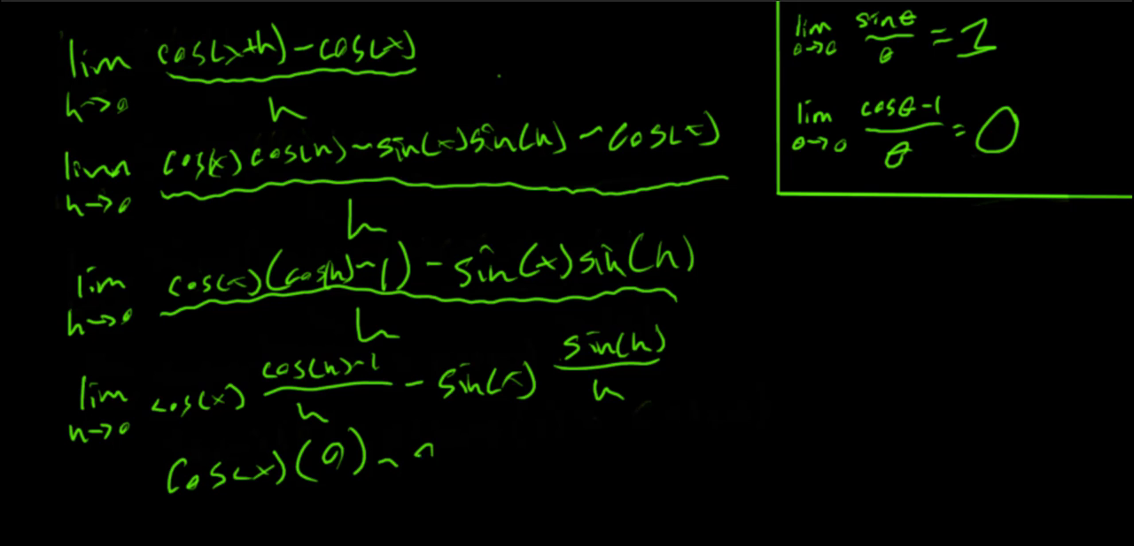And now we have minus sine of x times the limit as h approaches 0 of sine of h over h, which we know is equal to 1. And now all we're left with is negative sine of x. And like that, we have proved that the derivative of sine is cosine, and the derivative of cosine is negative sine.